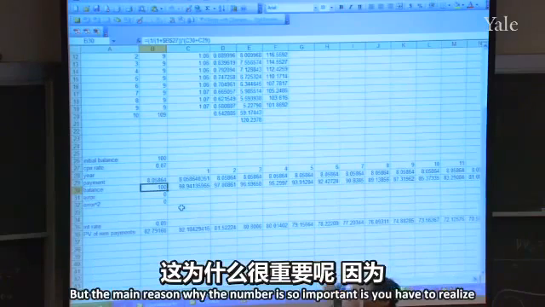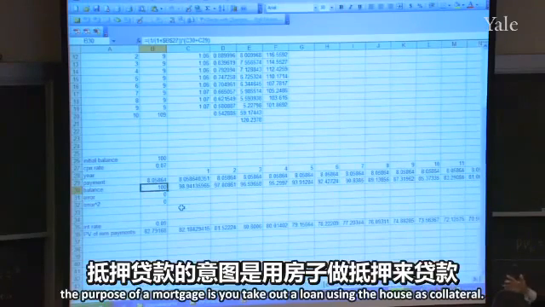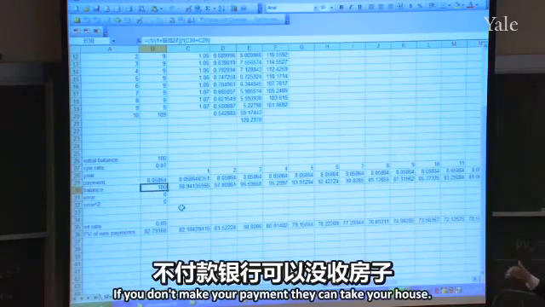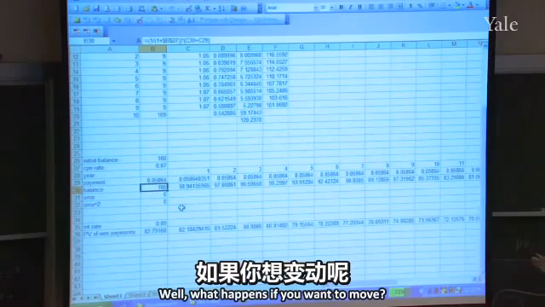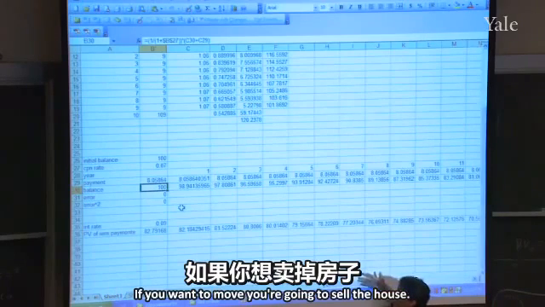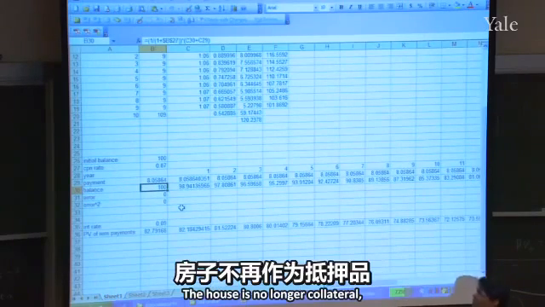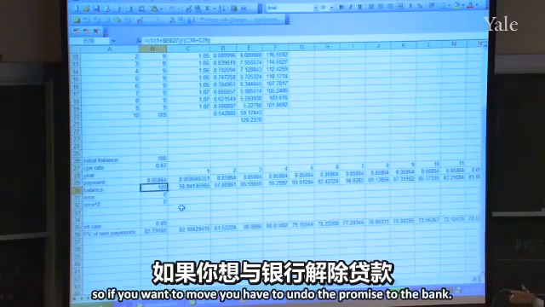Okay, but the main reason why the number is so important is you have to realize the purpose of a mortgage is you take out a loan using the house as collateral. If you don't make your payment, they can take your house. Well, what happens if you want to move? Okay, if you want to move, you're going to sell the house. The house is no longer collateral. So if you want to move, you have to undo the promise to the bank.